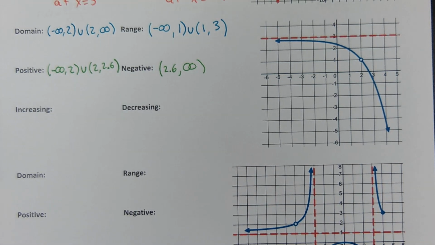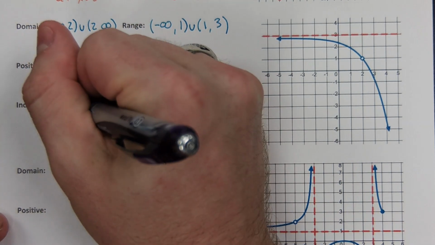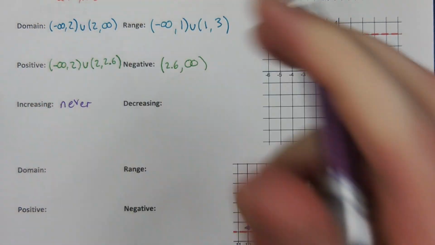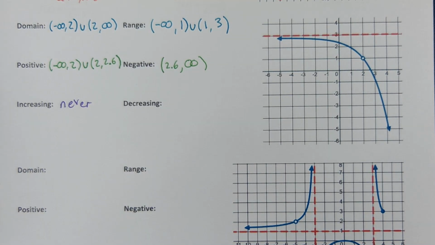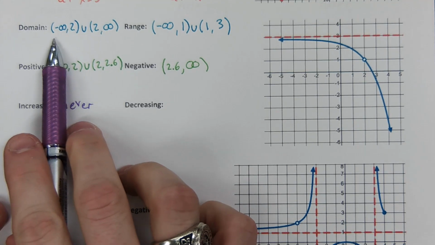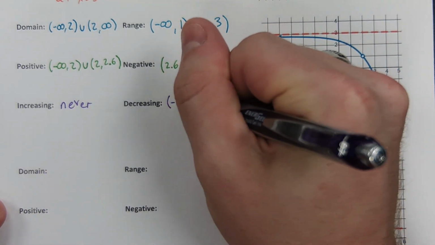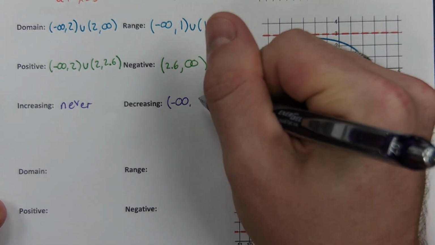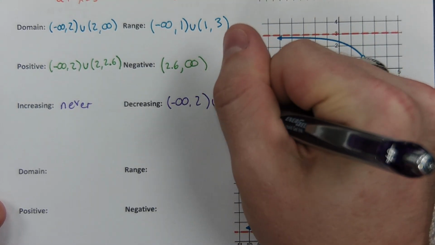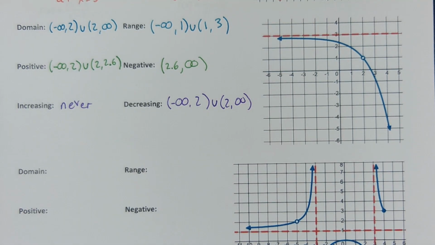You know what? This graph never increases as it goes from left to right. So I'm just going to write never. But for decreasing, I could cheese it and just write the words entire domain, or I can write the domain. So I'm going to go ahead and write the domain because on my test, you will have to answer this with an interval. So I'm going to go ahead and write an interval. And I'm writing the entire domain because this graph is always decreasing. There it is.